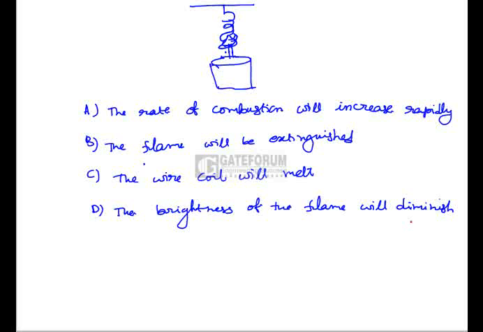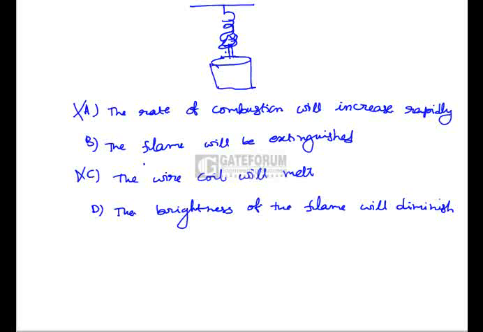Here we can eliminate directly two options. One is the rate of combustion will increase rapidly. Actual rate of combustion doesn't depend on the surroundings, so that we can eliminate A. And coming to the next, the wire coil will melt. We don't know the melting point of the wire or melting point of the metal of the wire, so that we cannot say that the wire coil will melt.